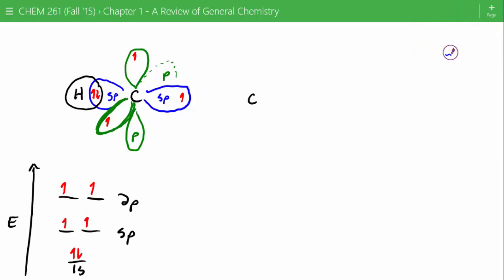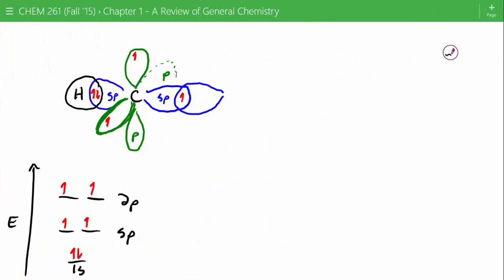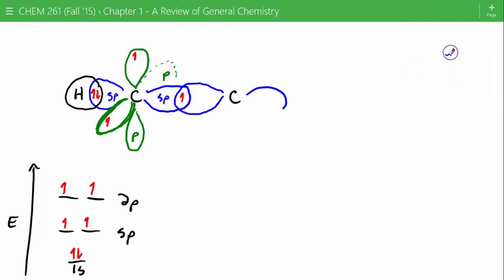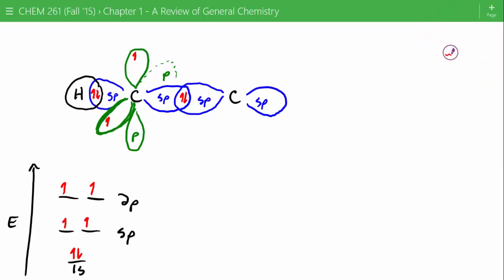Let me see if I can make this more symmetric. We've got a carbon there, and then our other sp orbital sticks out like that. So we've got sp, sp. Each of these has an electron, so we form a sigma bond there. And we've got an electron right there.